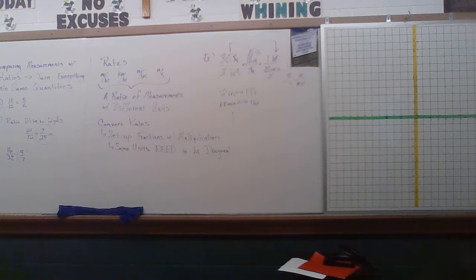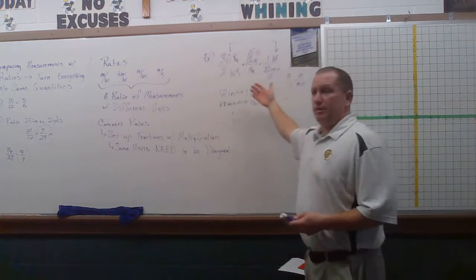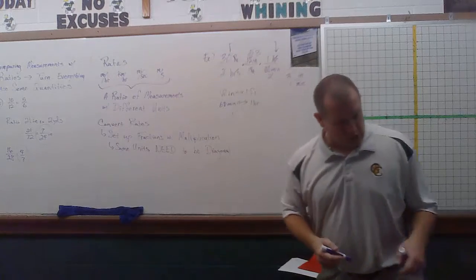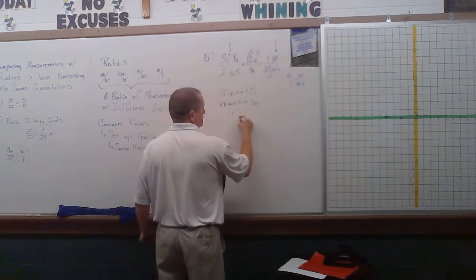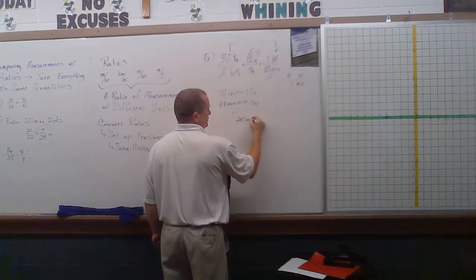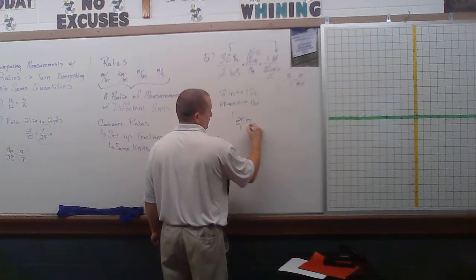So in number 12, it says 20 miles per hour, and we want to go to feet per minute. So kind of a lot like the same, but not exactly. All right, so again, start out by showing what you have. 20 miles per 1 hour.